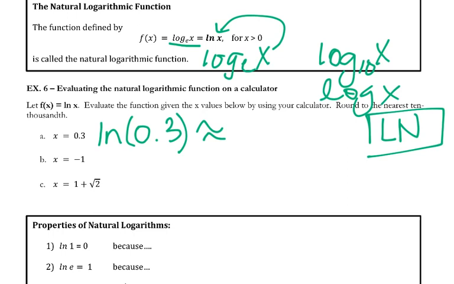And we're going to round to the 10,000ths. So the natural log of 0.3 is approximately negative 1.20397. That's going to push this 9 up and make this a 4, 0, if we're rounding to the 10,000ths.